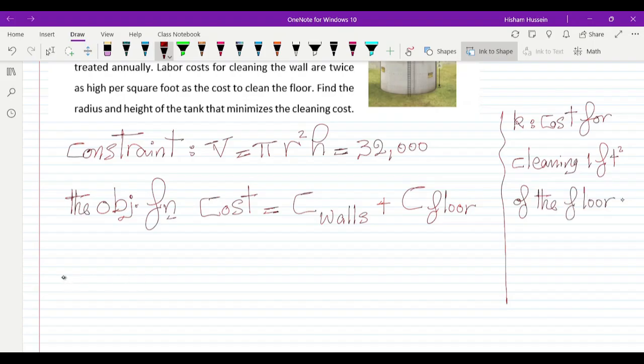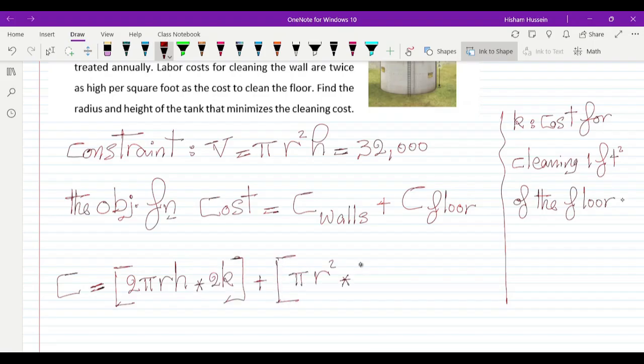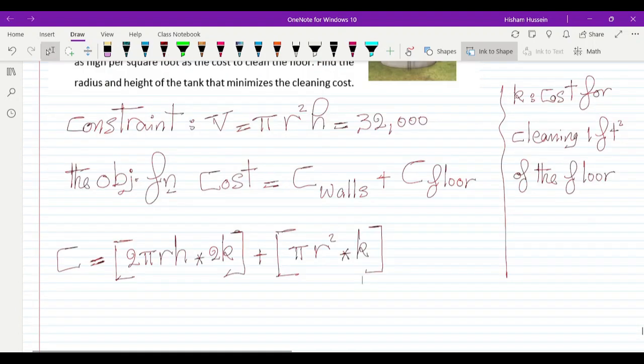So the total cost function will be the area of the walls, which is 2πRH times 2k, plus the area of the floor, which is πr² times k. To find the critical points, we first need to represent this function in one variable. Here we have r and h, and here only r. So we need to represent this function as a function of one variable using the relation for the constraint.